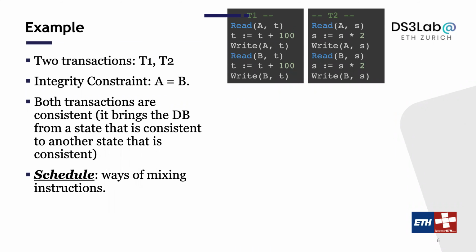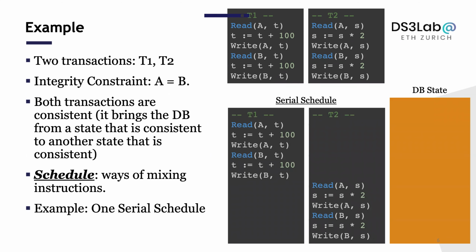When you actually run these two transactions together concurrently, you have different ways of mixing their instructions. We call each of those different ways of mixing the instructions a schedule. For example, this is one schedule, right? You could have one way to mix the instructions such that you run all the instructions from T1 first, and then you run all the instructions from T2. And that is a serial schedule, meaning that you run them one by one, but it is still one way of mixing those instructions. And we call this one schedule.